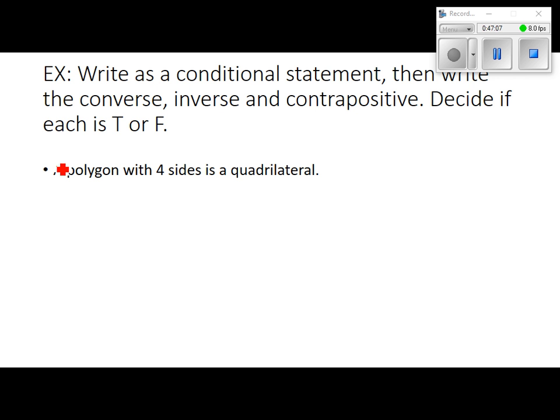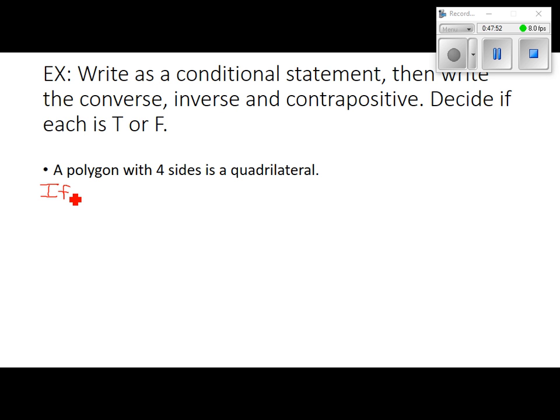All right, so on this, is this on your notes somewhere? Yeah, it's on there. A polygon with four sides is a quadrilateral. First thing we want to do is write this as an if-then statement. This is usually the hardest thing students have when we're doing these things, making something into an if-then statement. If it's a polygon, then it has four sides? If it's a quadrilateral, it has four sides? If it's a polygon with four sides, it's a quadrilateral.